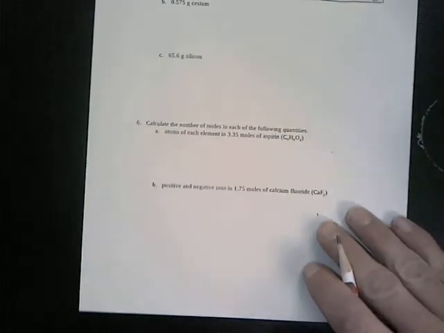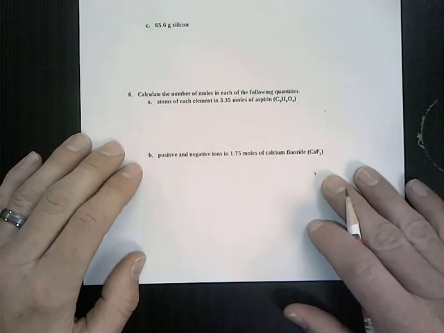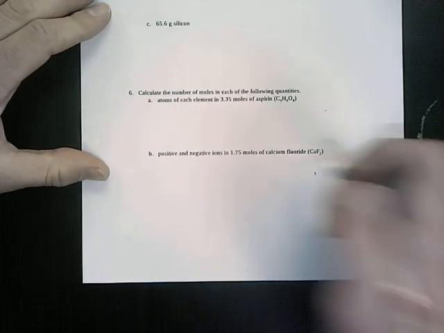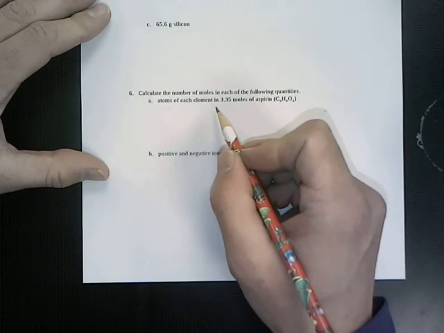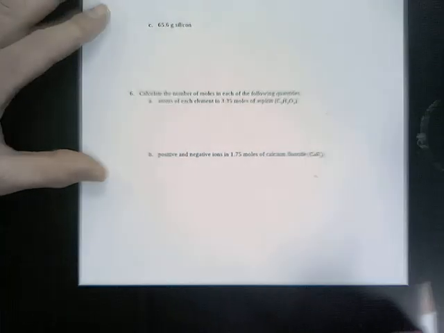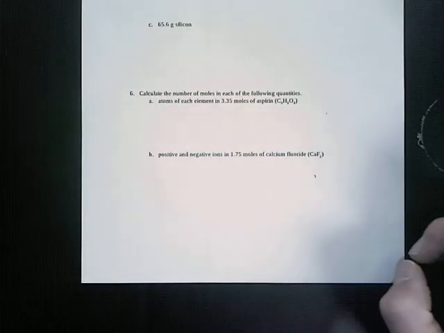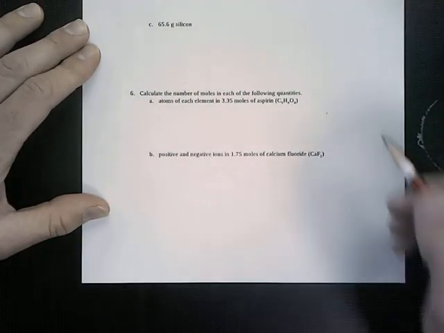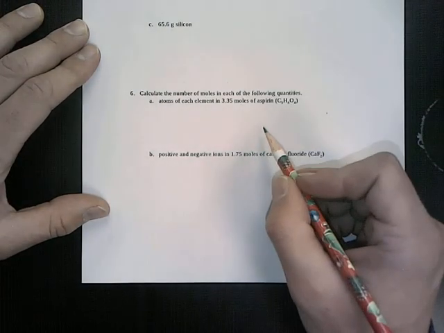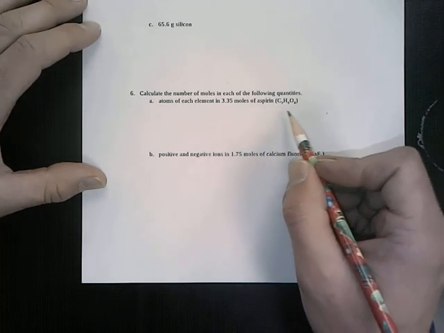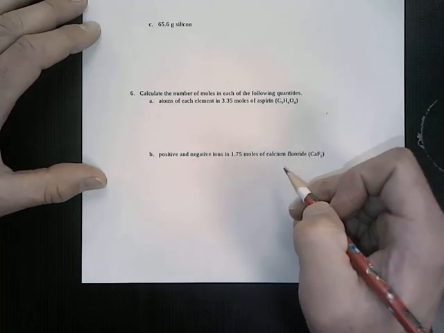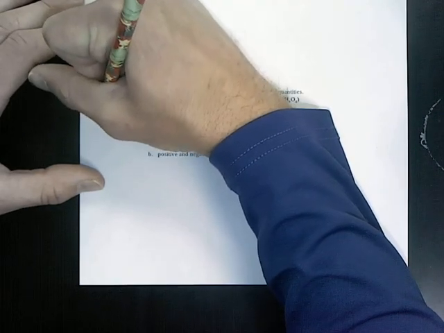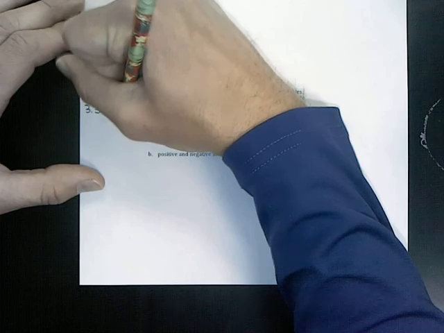Okay, moving on here. It's a little bit different for number 6. We want to calculate the number of atoms in each element. I will say this, it's going to be kind of tight, kind of squeezed in this position here. So what we do here is this. We want to know the number of atoms of each element in aspirin, this formula right here. So we start out and we have 3.35 moles of aspirin.